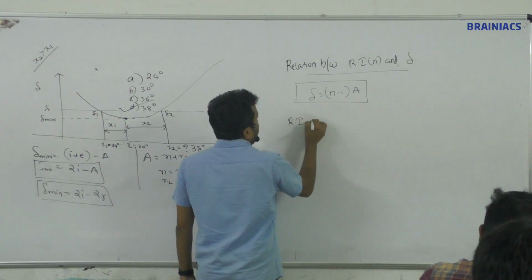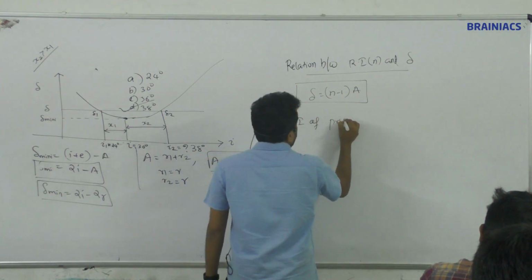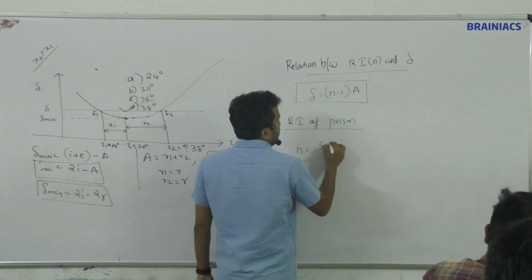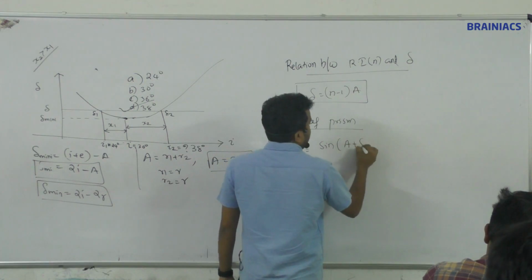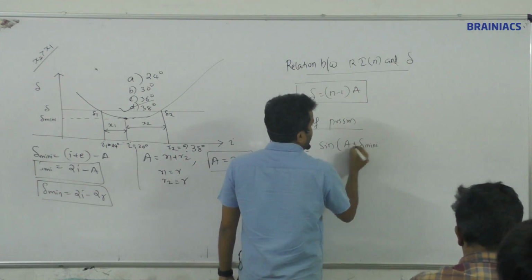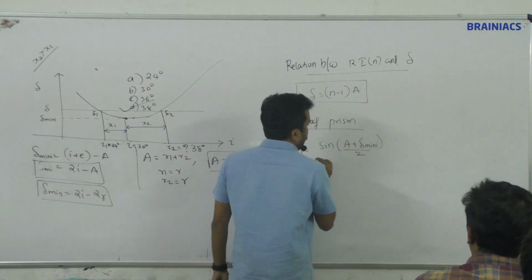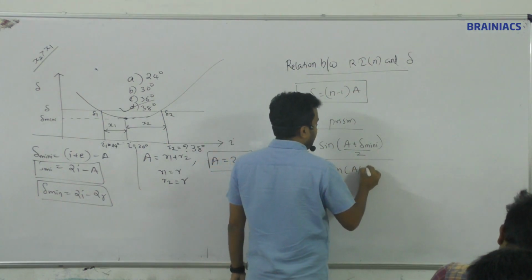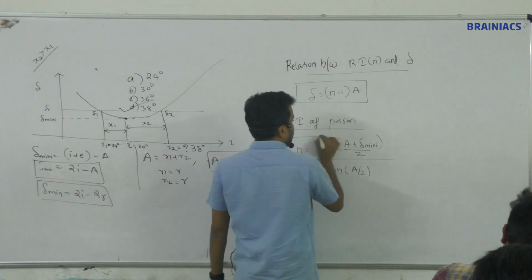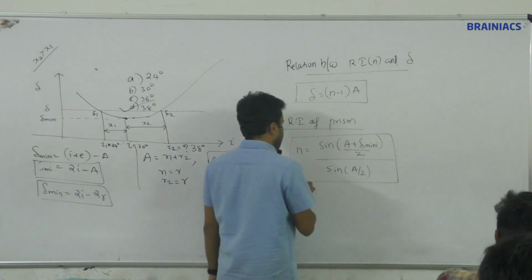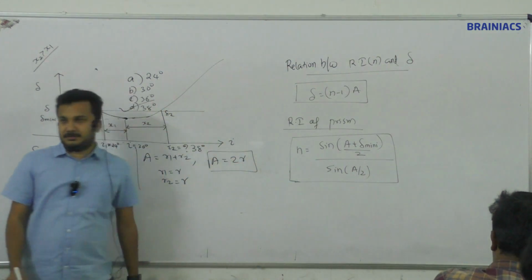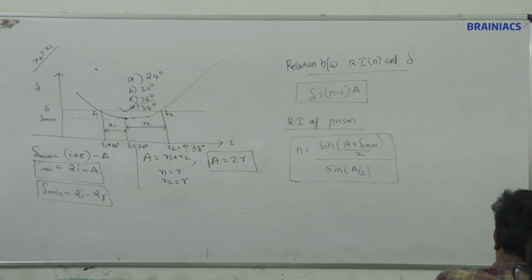Next heading, refractive index of prism. Refractive index of prism, n equal to sine of (A plus delta minimum) divided by 2, whole divided by sine of A by 2. Both will have a derivation, but it is not required. Again, it is some triangle, some calculation, similar triangle concept, parallelogram law, that we are taking and calculating the steps.